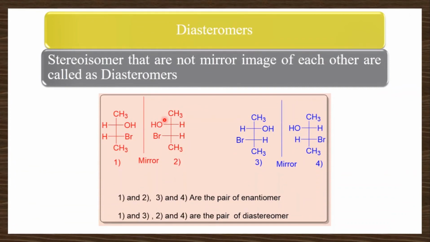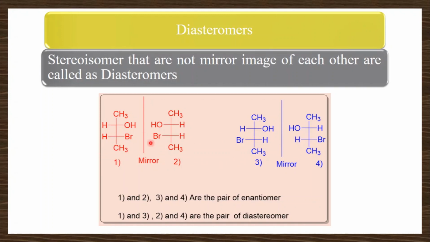Again, in the last lecture we had learned the diastereomer. Stereoisomers that are not mirror images of each other are called diastereomers. So here structure 1 and structure 3 are diastereomers of each other, because these two are not mirror images of each other, while the first and second, and 3 and 4, are mirror images of each other.